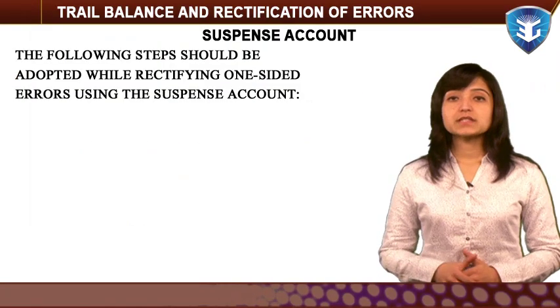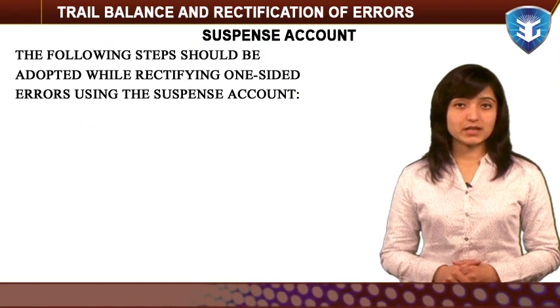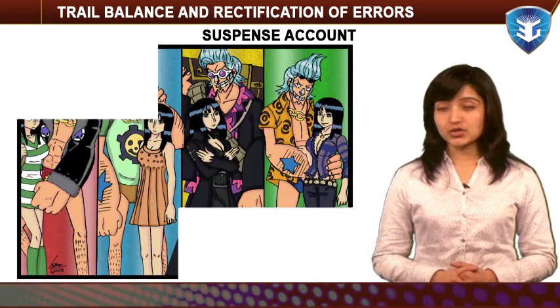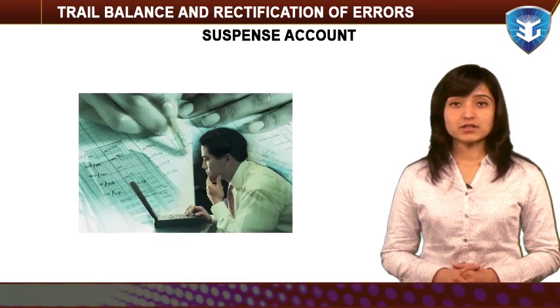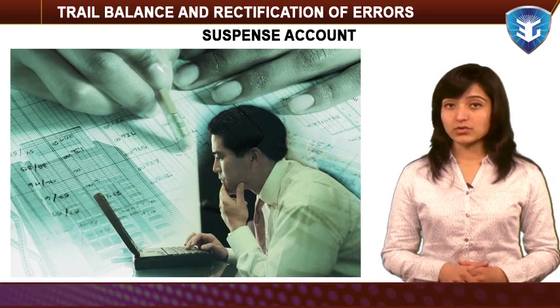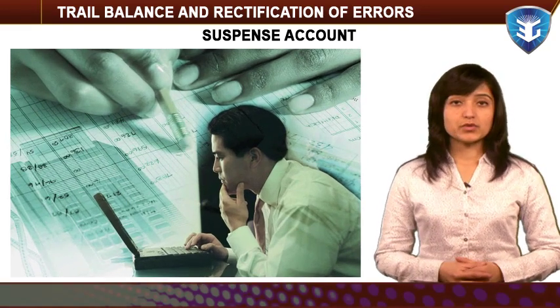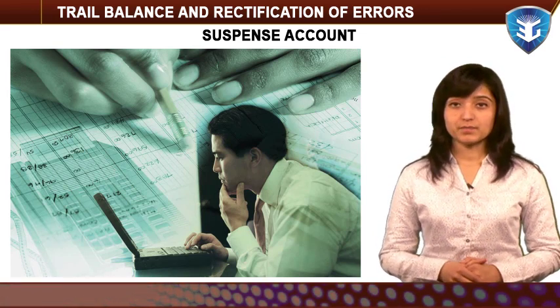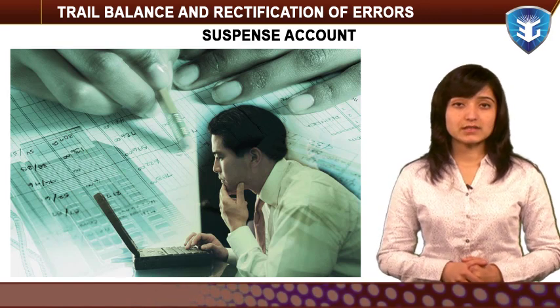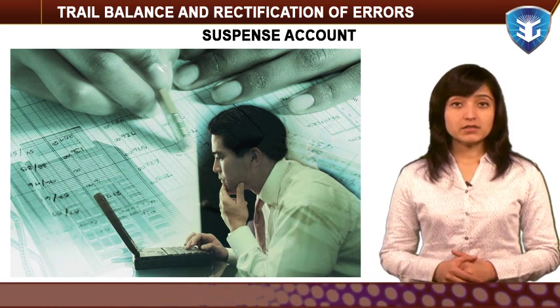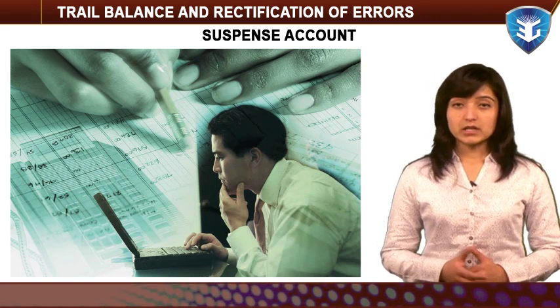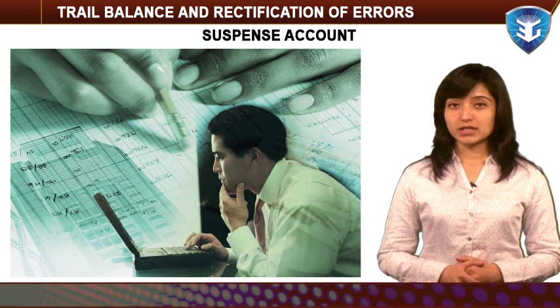The following steps should be adopted while rectifying one-sided errors using the suspense account. Identify the account that is affected due to the accounting error. Determine the excess or short of debit-credit amount in the affected account. In case debit amount is in excess or credit is short, then credit the account with the exceeded amount of debit. On the other hand, if the credit amount is in excess or debit is short, then debit the account with the exceeded amount of credit or short amount of debit. Complete the journal entry by debiting or crediting the suspense account as required.